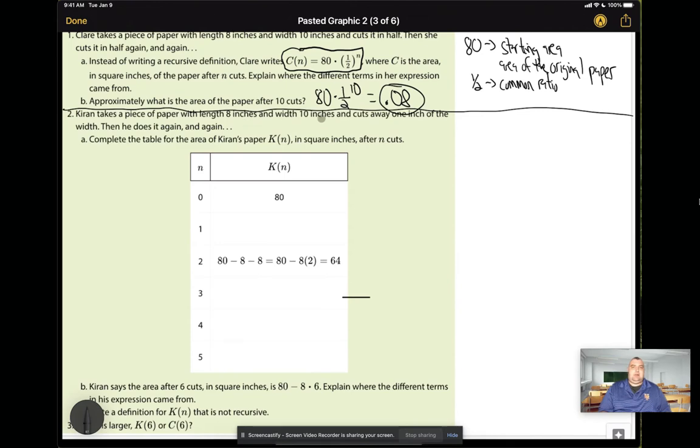So he takes the paper and cuts away 1 inch of the width. Then he does it again and again. So the width is 10. So after one cut, the width becomes 9. And then the width becomes 8, and then 7, and then 6, so on and so forth.